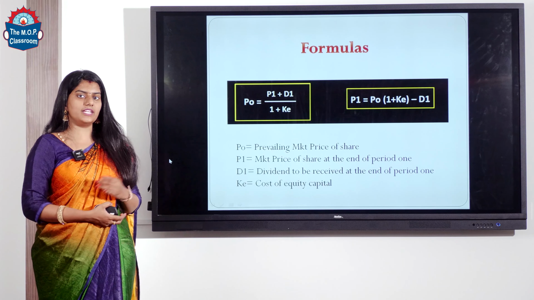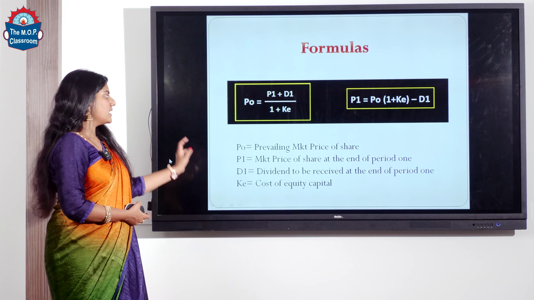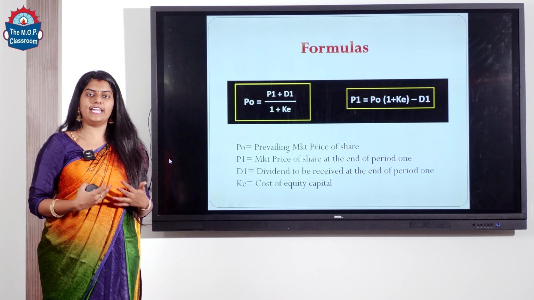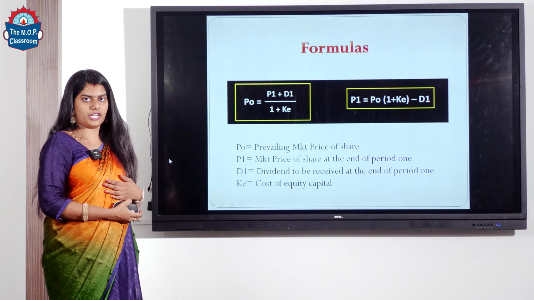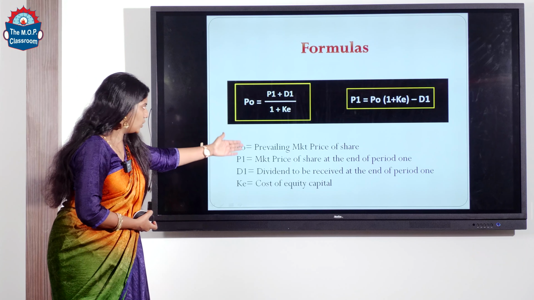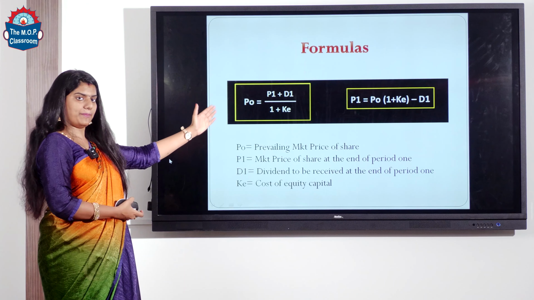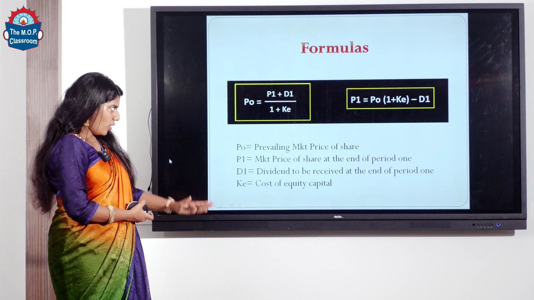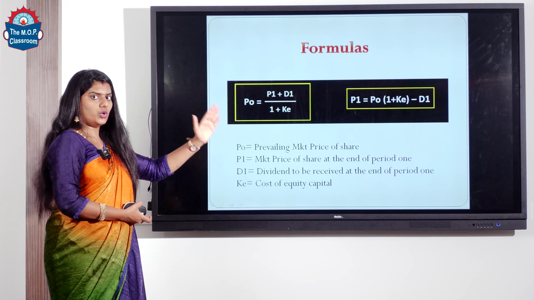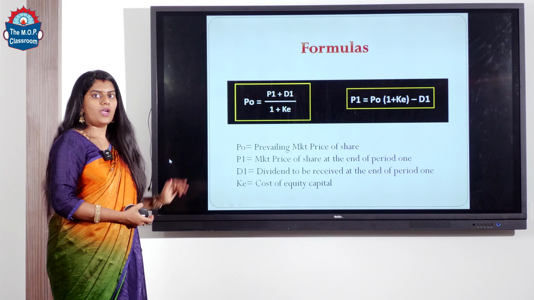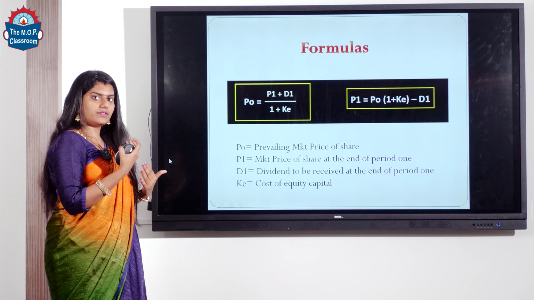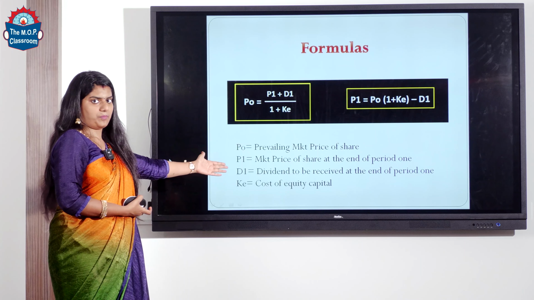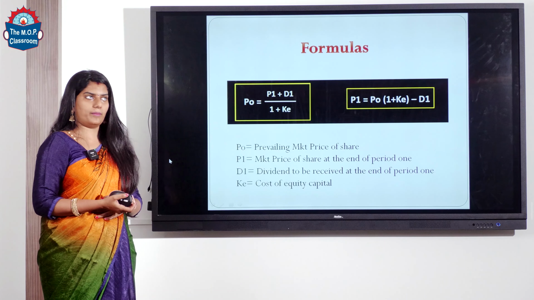Now this theory has two formulas, one being finding the prevailing market price and the other being finding the new market price. So both the formulas are the same. Based on whatever data we are required to find, we can use the alternative formula. So the formula goes as P0 is equal to P1 plus D1 divided by 1 plus Ke, or P1 is equal to P0 into 1 plus Ke minus D1. Both the formulas are the same based on what requirement we have. That is, our requirement could be to find the prevailing market price or the new market price. So based on the requirement, we can follow the formula.